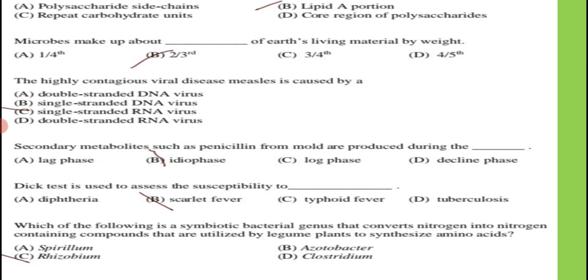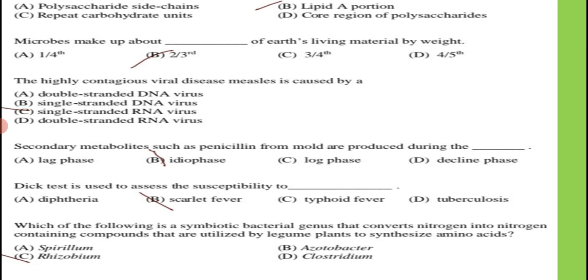Then next, the Dick test is used to assess the susceptibility to. The Dick test is a method of determining susceptibility to scarlet fever by injection into the skin of 0.1 cubic centimeter of scarlet fever toxin. A reddening of the skin in an area over 10 millimeters in diameter within 24 hours indicates a lack of immunity to scarlet fever. So option B is the answer to this question. The Dick test is used to assess the susceptibility to scarlet fever.